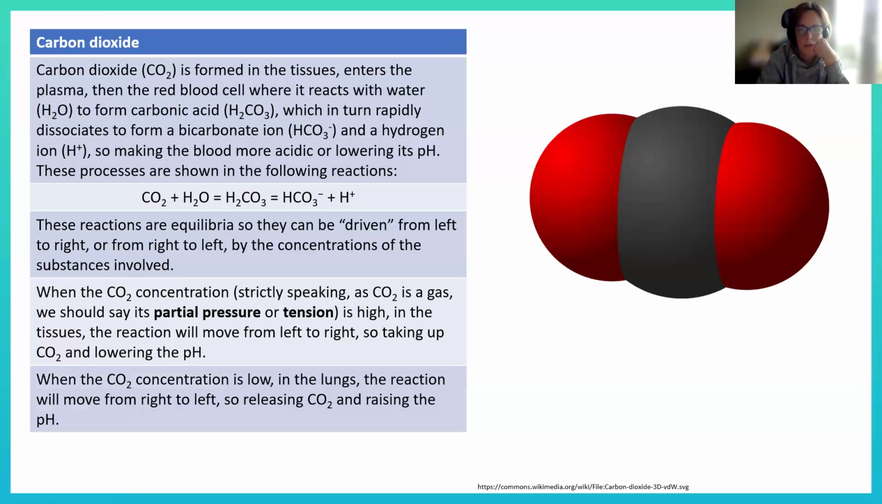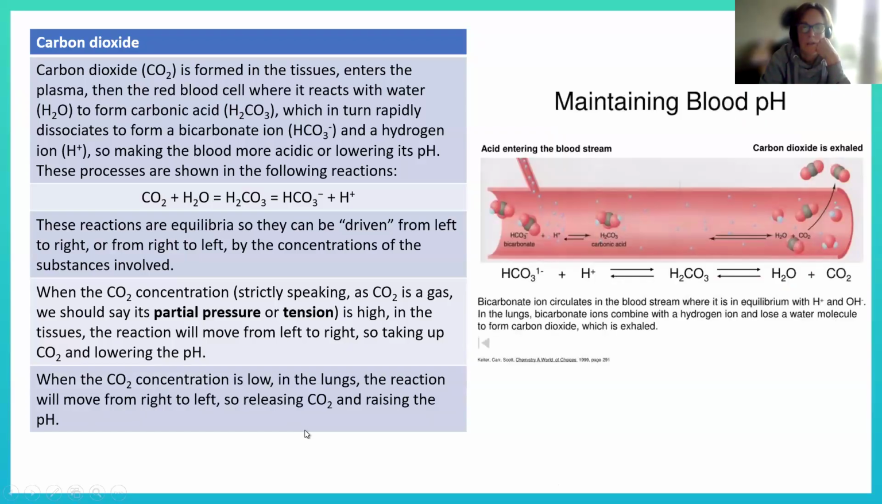So when the CO2 concentration is low in the lungs, the reaction will move from the right to the left, and this will release the carbon dioxide, and this will cause a rise in the pH. So, going from a low pH up to a higher pH. Let's have a look. So bicarbonate ions circulating in the bloodstream, we've got hydrogen ions, which are sort of acidic.